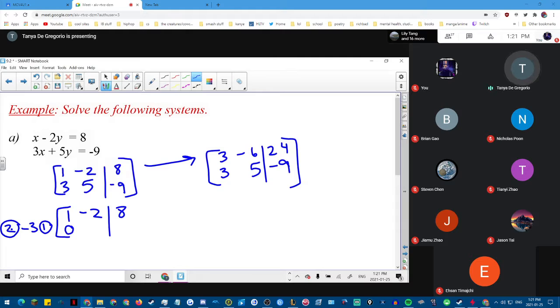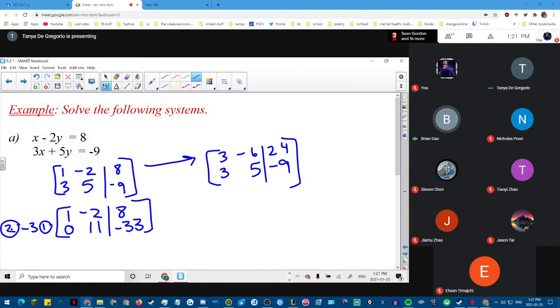And so what happens? I have 3 minus 3, which is 0. I have 5 minus -6, or 5 plus 6, which is 11. And then I have -9 minus 24, which is minus 33. First column, done. Now I go to the second column. What's my goal for the second column? What do I need?